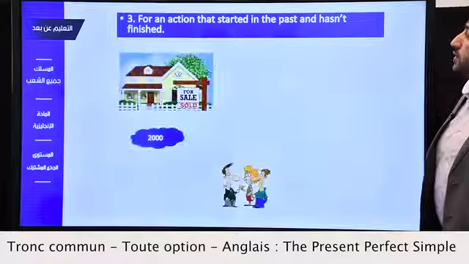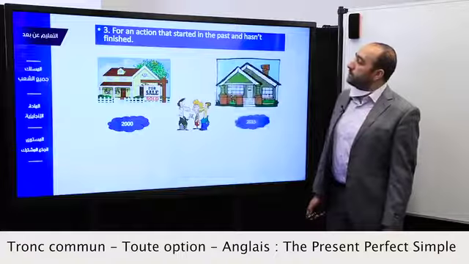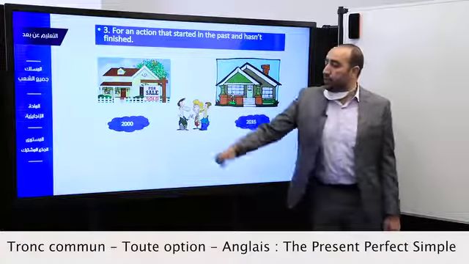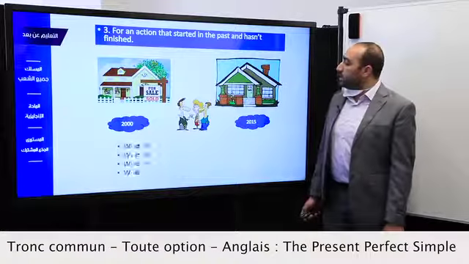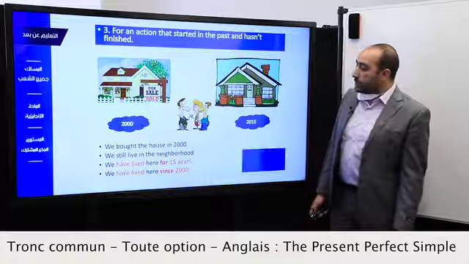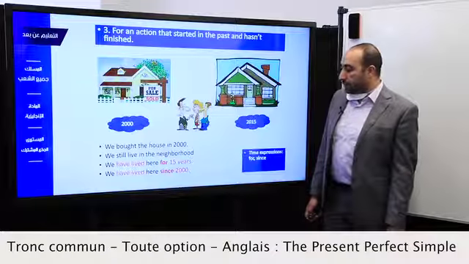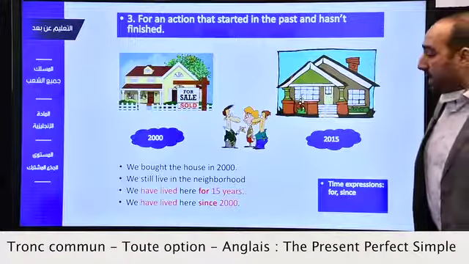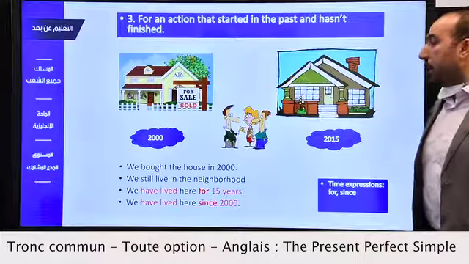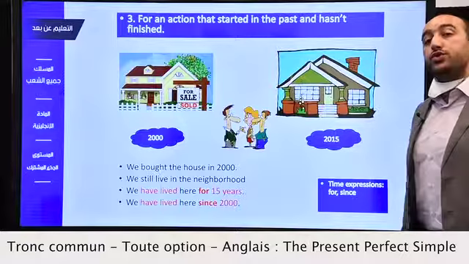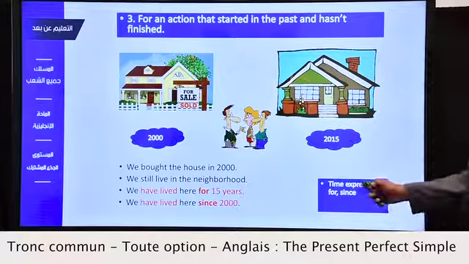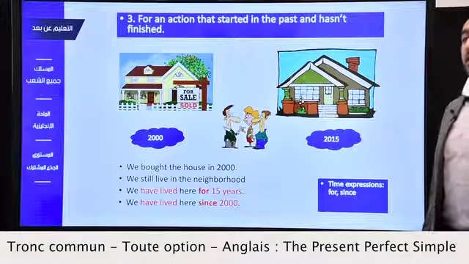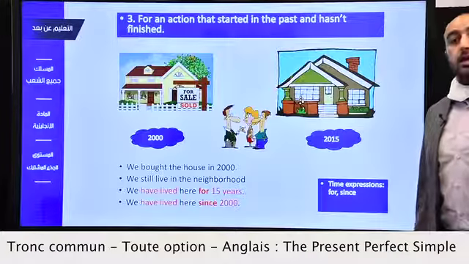Third use, for an action that started in the past and hasn't finished yet. For example, this is 2000 and this is 2015. We bought the house in 2000. We still live in the neighborhood. We have lived here for 15 years. We have lived here since 2000. So here we have time expressions used, since and for. It means that we're still living in the place.